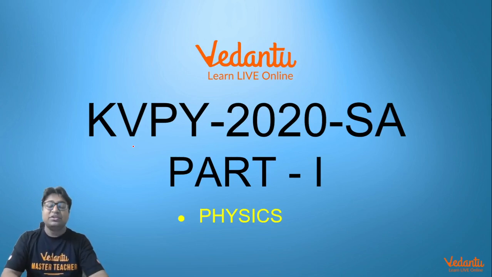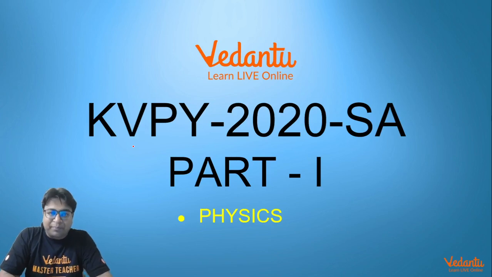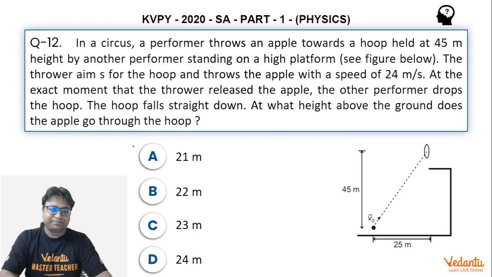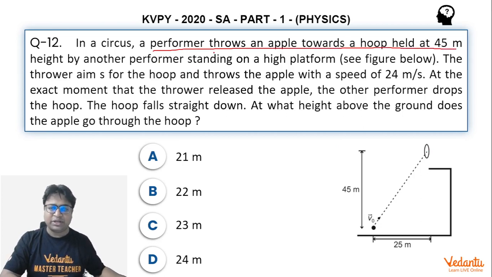Hello students, so we are discussing KVPY 2020 SA Physics section part 1, and we are now looking at the 12th question of the Physics section, which becomes question number 27 of the paper. This question is based on projectile motion. The question says that a performer throws an apple towards a hoop held at 45-meter height by another performer.